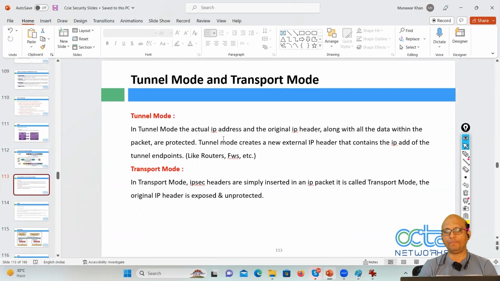In transport mode, IPsec headers are simply inserted in an IP packet, and it is called what? Transport mode. The original IP header is exposed and unprotected. The original one is exposed. Only data is protected.